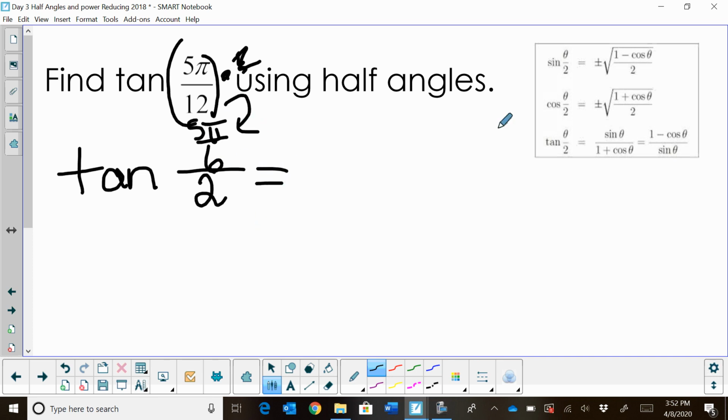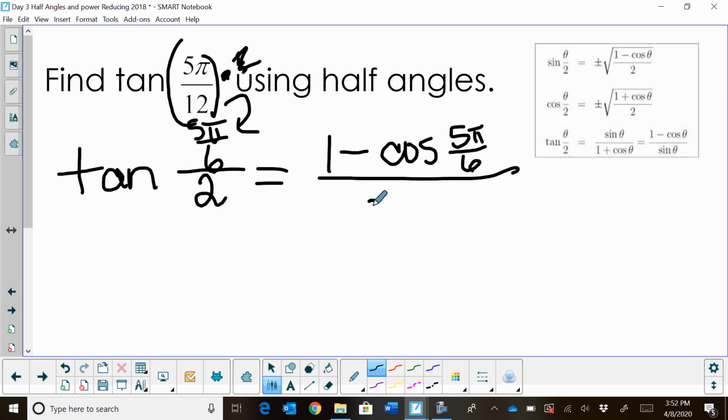Now, let's plug it into our equation. Do we want to use the first one or the second one? I'm going to use the second one, 1 minus cosine. We rewrote the angle on top as 5 pi 6, all over sine of 5 pi 6. So this one's a little bit different because we're evaluating both sine and cosine.